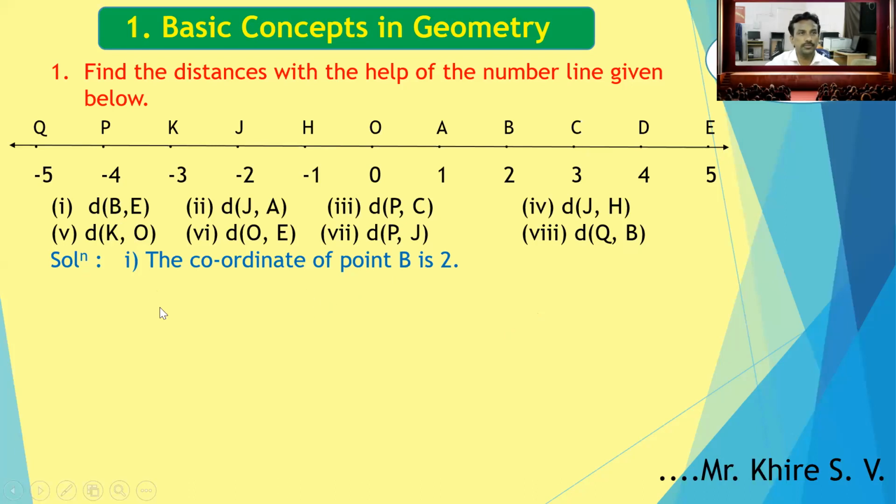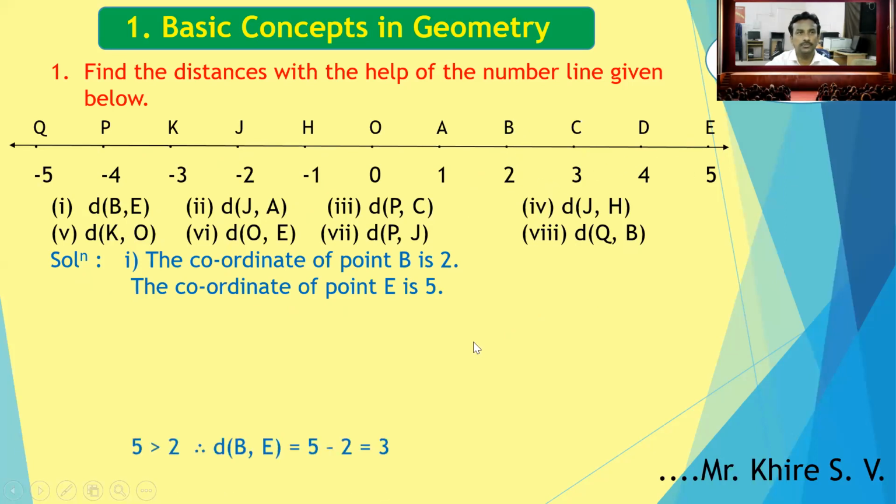The solution for this: the first example is distance BE. In the first example, you can see on the number line the coordinate of point B is 2, and the coordinate of point E is 5.